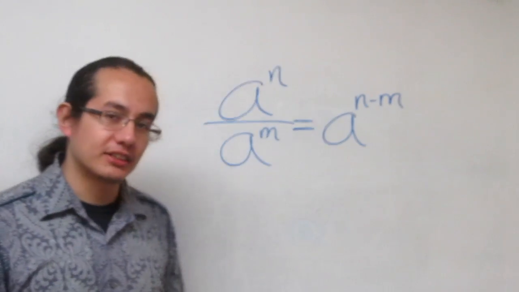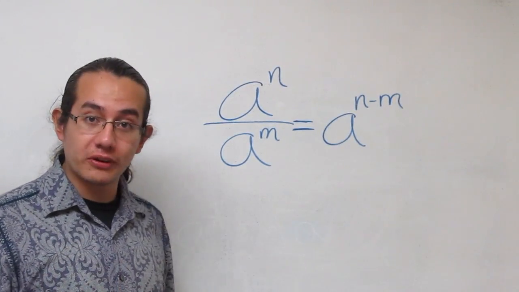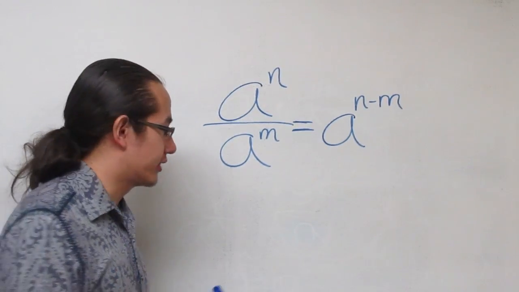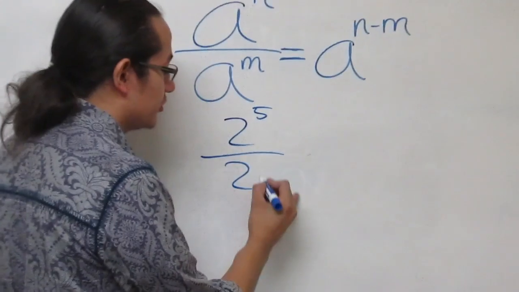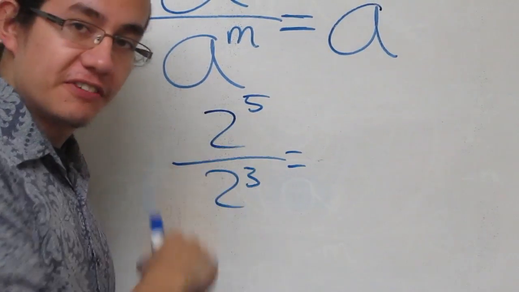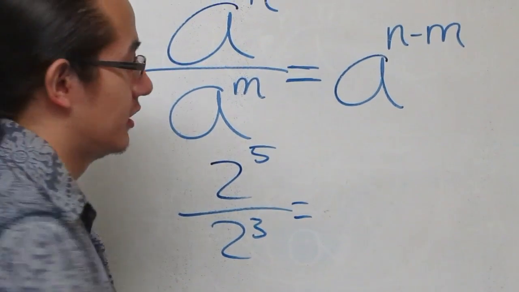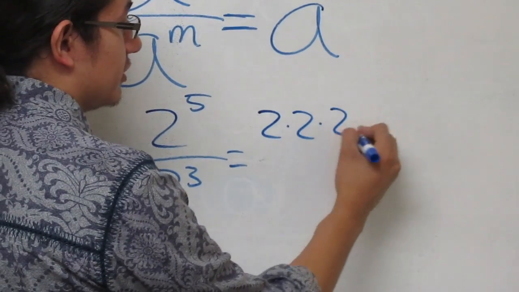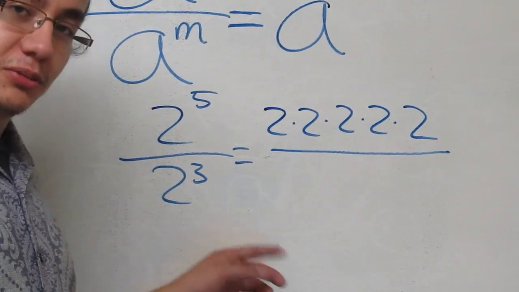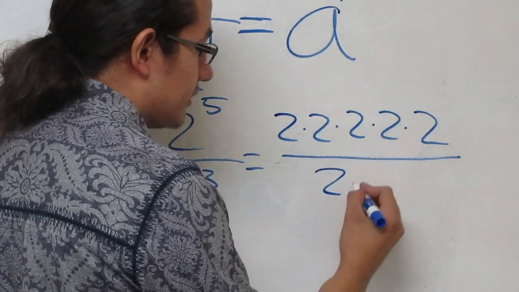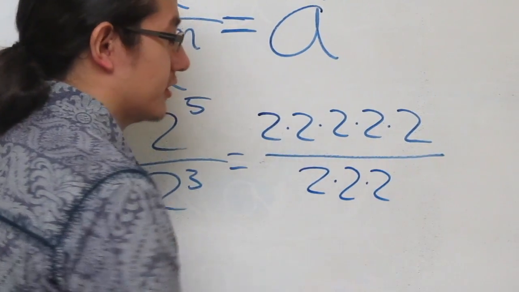So why does this work? Let's take 2 cubed and 2 squared again. Or actually, we'll try something different. Let's say I have 2 to the 5th power divided by 2 cubed. What does 2 to the 5th power mean? It means I have 5 2's, or 2 times 2 times 2 times 2 times 2. Divided by 2 cubed, which means I have 3 2's. 2 times 2 times 2.